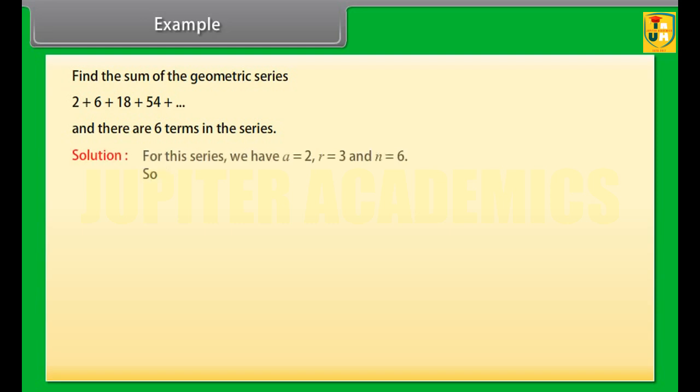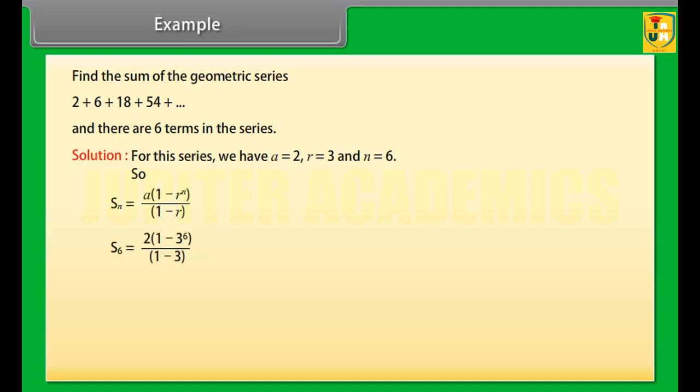Solution: for this series, we have a is equal to 2, r is equal to 3, and n is equal to 6. So, Sn is equal to a into (1 minus r raised to the power n) divided by (1 minus r). By substitution and calculation of the values, we get 728.